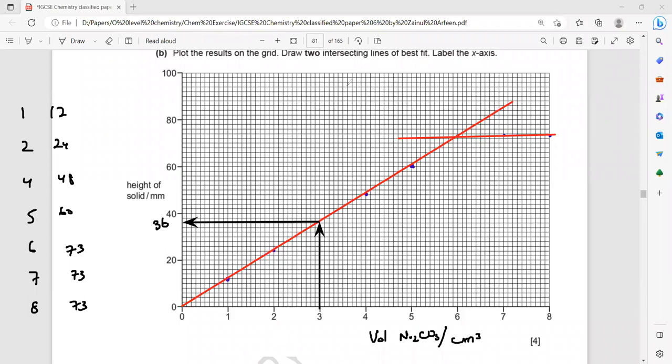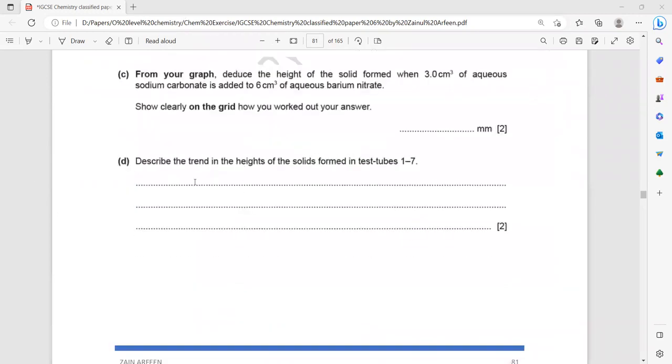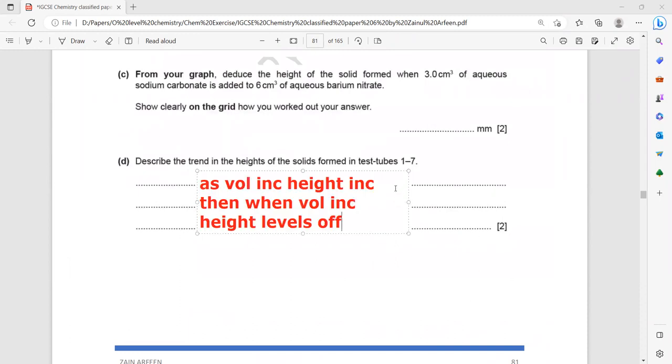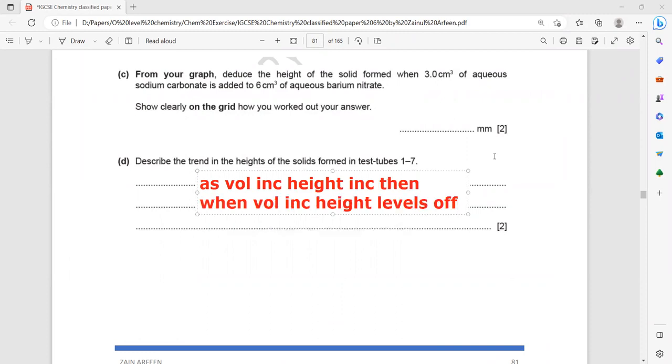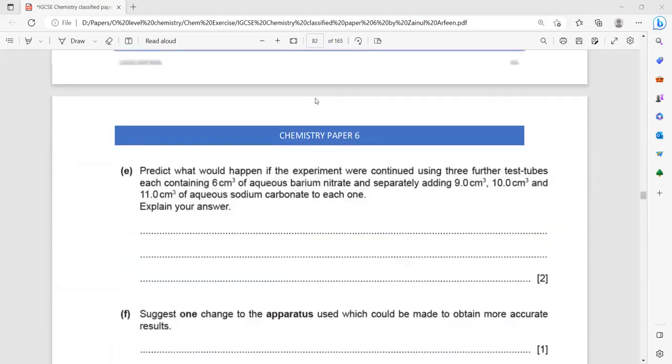So this point is worth 2 marks. 1 mark is for mentioning that as the volume increases, the height of the precipitate also increases, and then later the height levels off, or there is no change as we increase the volume. Eventually, further increase in volume, there will be no change in height of the precipitate. This means sodium carbonate becomes in excess. That's why the precipitates are not forming more.